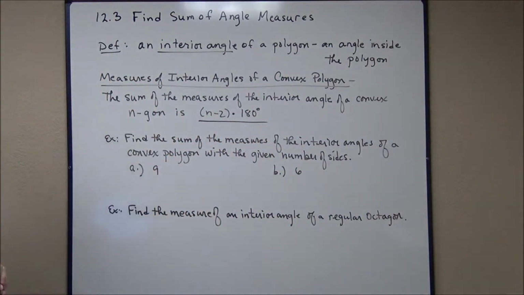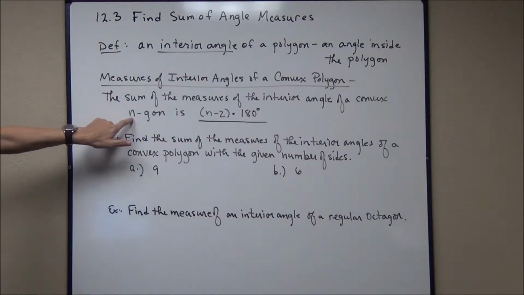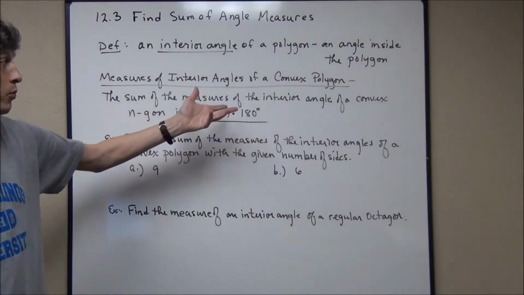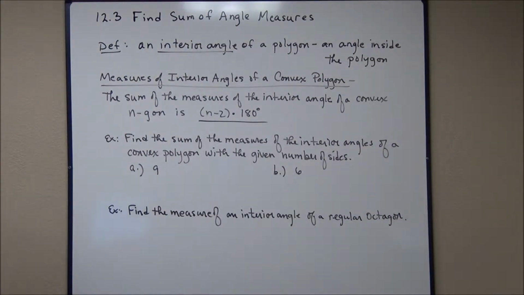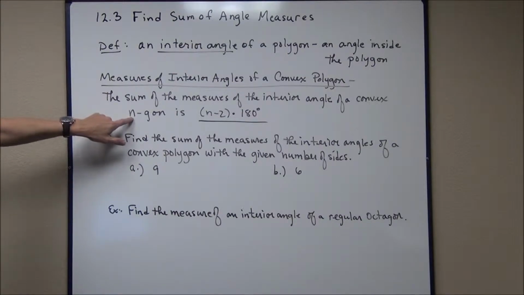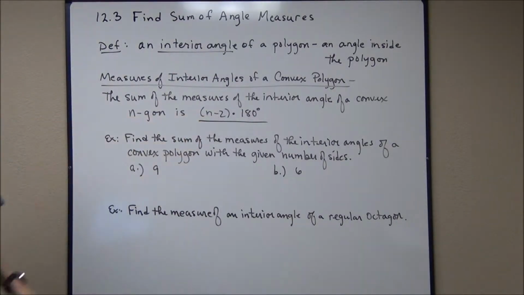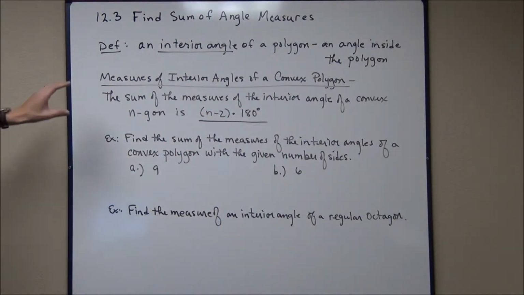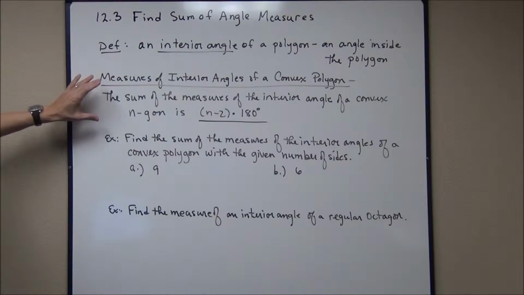Now, we know with a triangle that the measures of the three interior angles is 180. Three sides, a triangle is an n-gon, it's a three-gon, it's a triangle. If we substitute 3 in here, 3 minus 2 is 1, 1 times 180 is 180 degrees. We also know that with a quadrilateral, the sum of the measures is 360. A quadrilateral is like a four-gon, I guess that was a foregone conclusion. 4 sides, if I plug 4 in, 4 minus 2 is 2, 2 times 180 is 360 degrees. But this guy works for any kind of convex polygon.